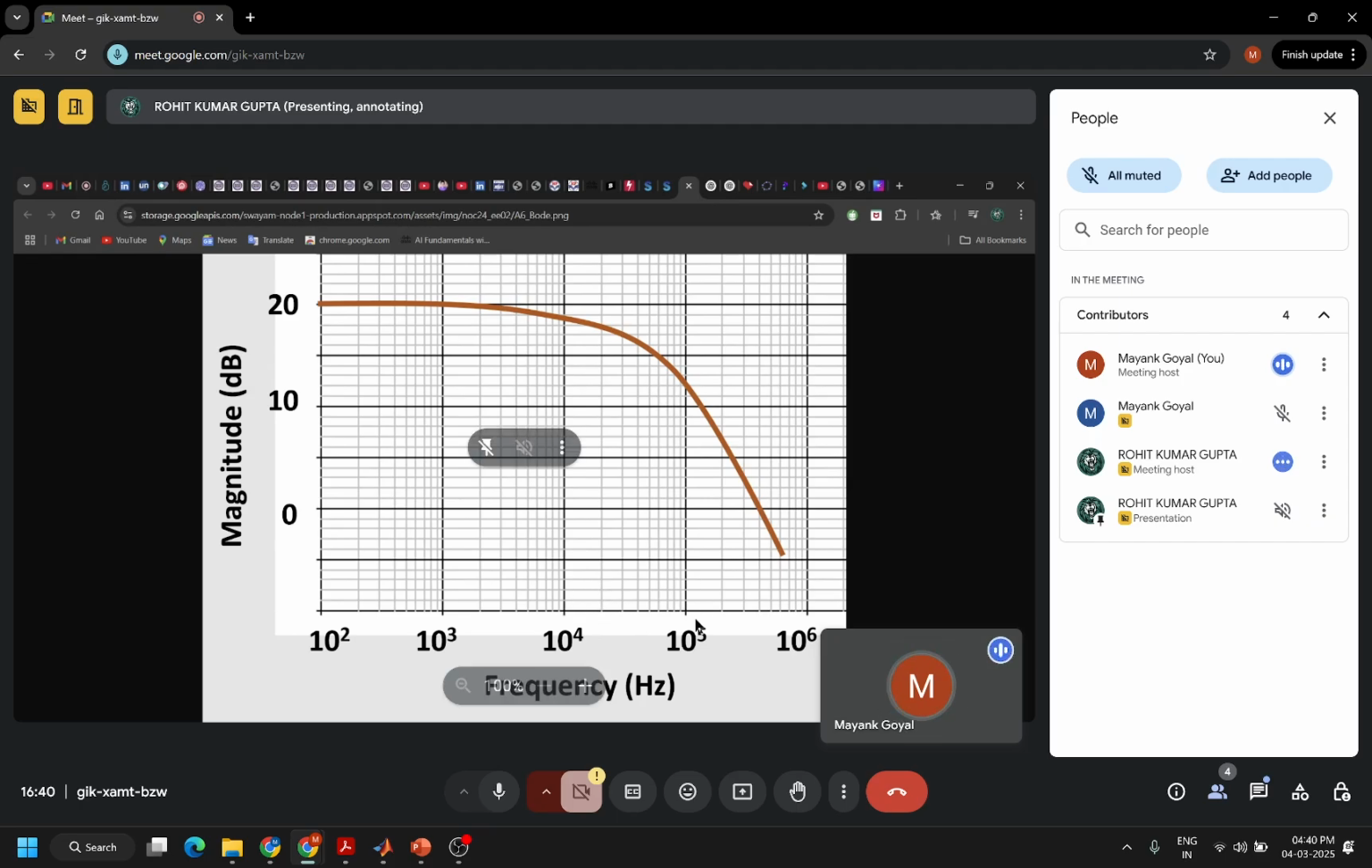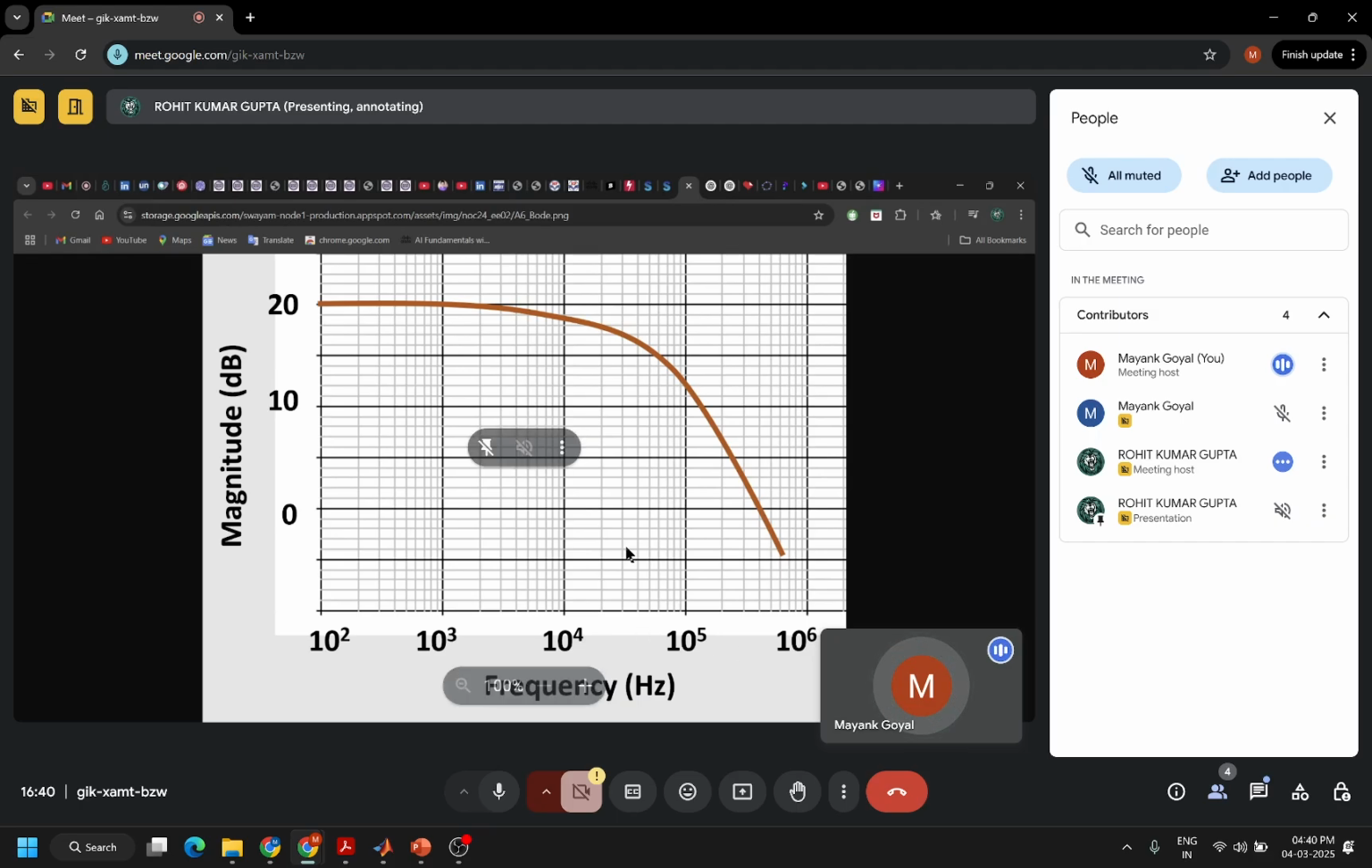Yeah. So similarly, you can calculate the value for here. So it is 10 into 10 to the power 5. No, this is 1 into 10 to the power 5, and this is 10 into 10 to the power 5.